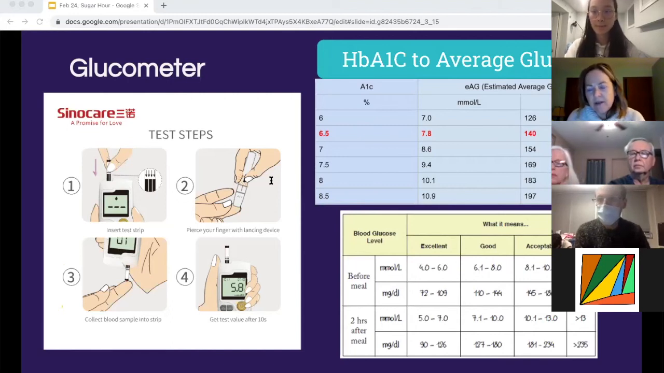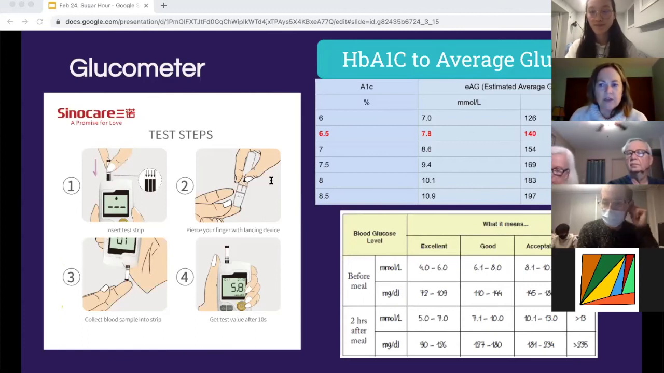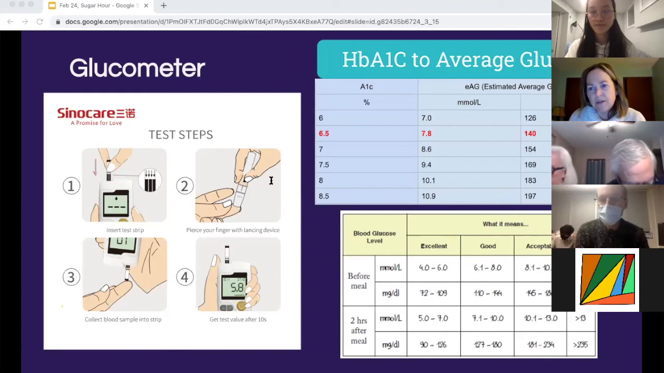But really the most important information is the finger pokes that you do, because you can do those at varying times throughout the day. And that's where you can follow through with what we call pattern management. What's the best sugar of the day? What's the worst sugar of the day? What can I do about my eating? What can I do about my exercise? What can the doctor do about my medication to try to improve things? It's a very targeted approach as opposed to that 3-month average.